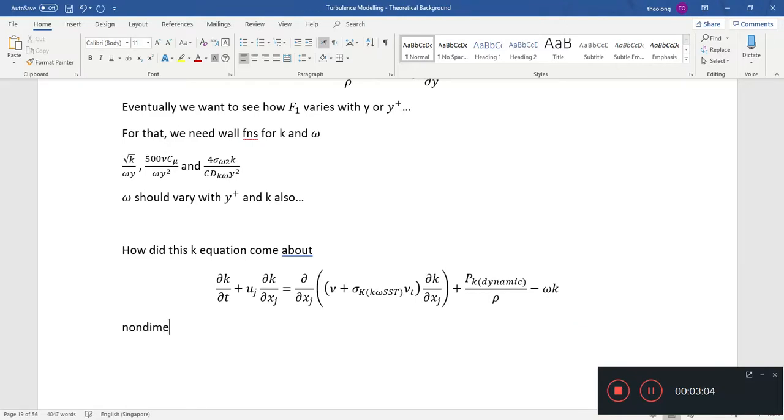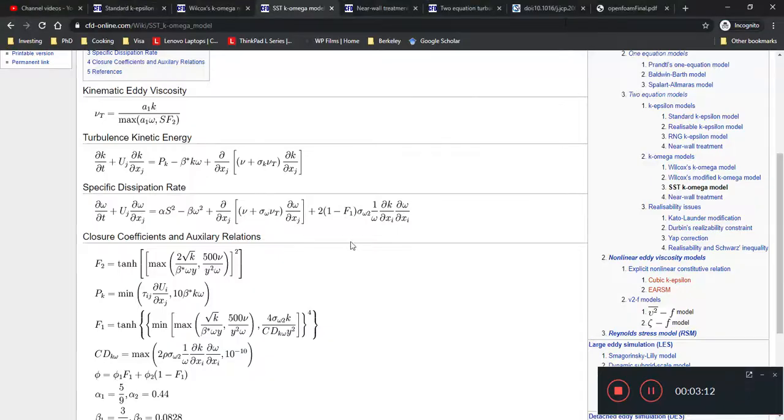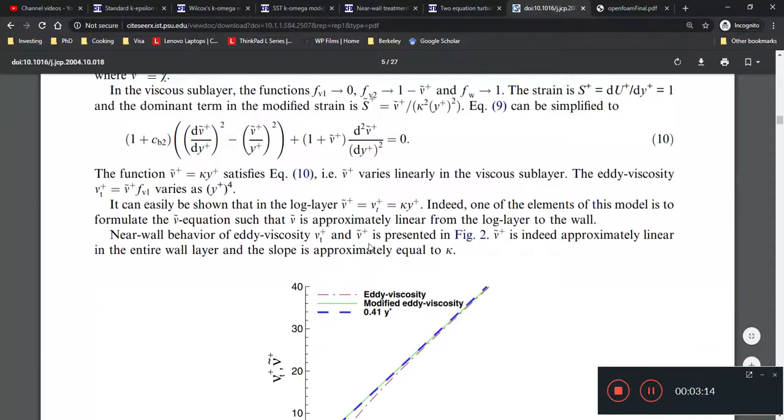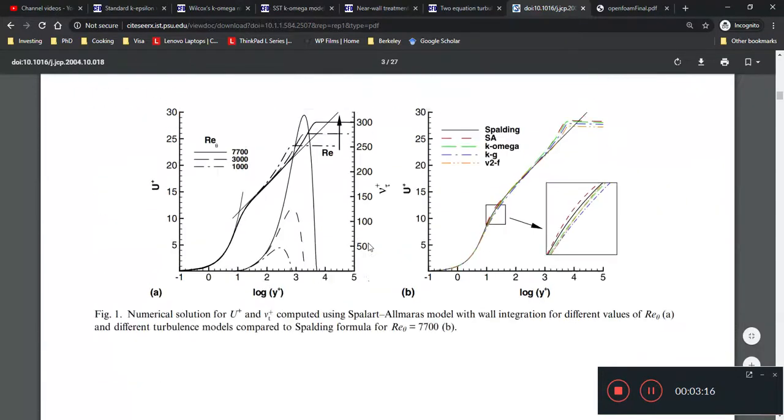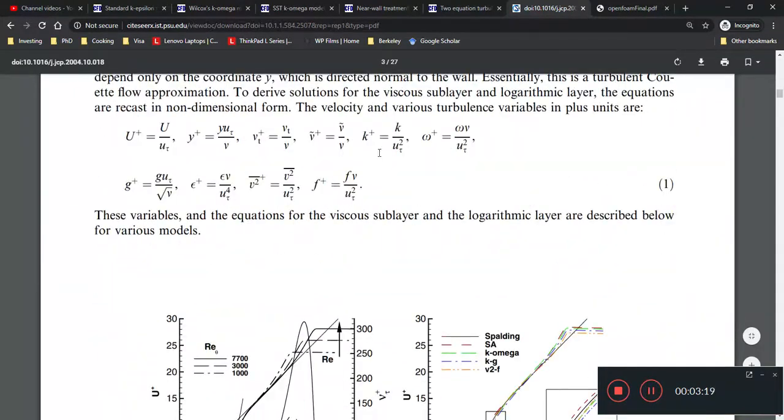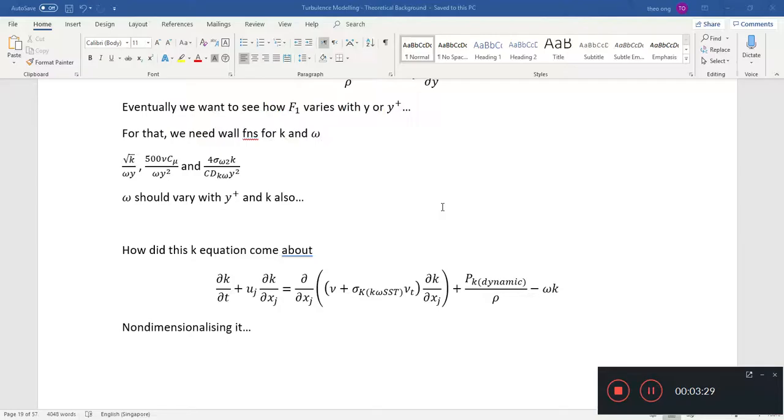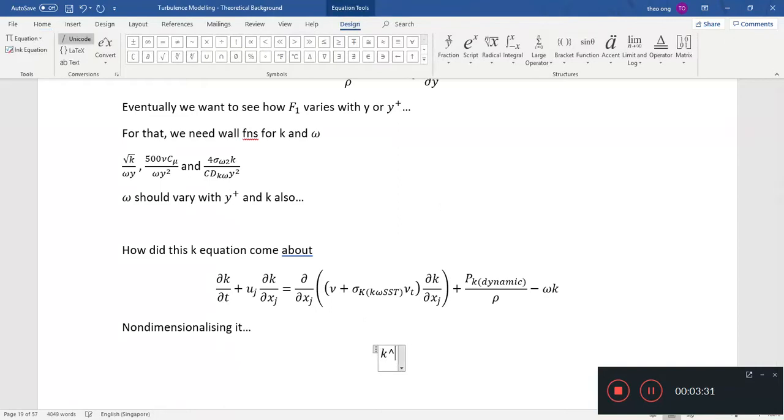non-dimensionalizing it. How do we non-dimensionalize? I think in the earlier part, we'll have k plus over here. So k plus is k over u tau squared. This is how we non-dimensionalize near the wall layer. So k plus equals k divided by u tau squared, or u star squared. This is the friction velocity.